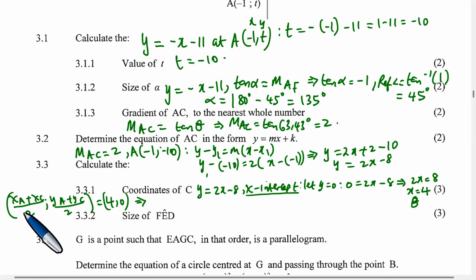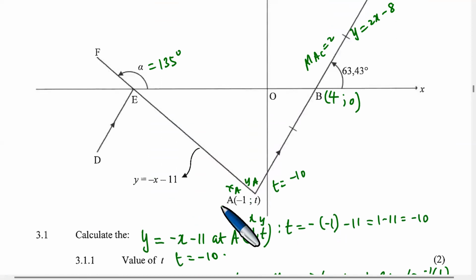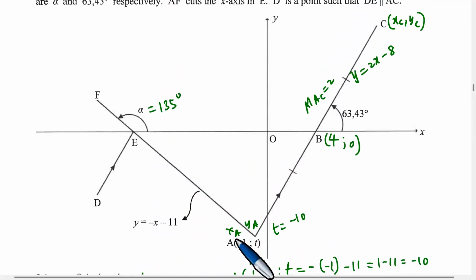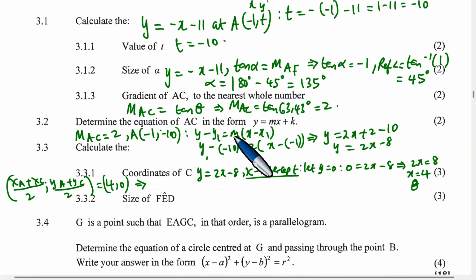What is x at A? Right, so we look at the point A, and we look at the point C. X at A is -1, at C is just x sub C. So we have x at A, which is -1, and then x at C. We divide by 2, and this is equal to 4. Right, and we continue, and then we have y at A.